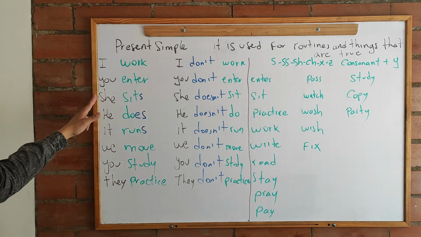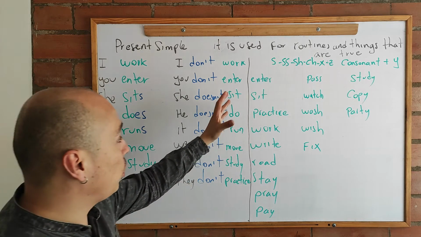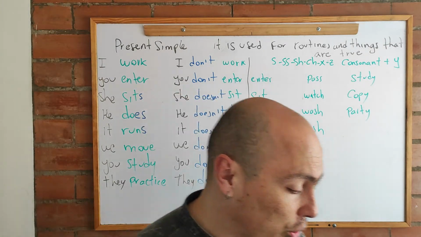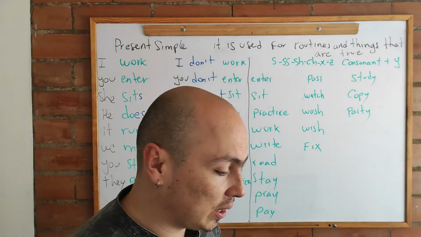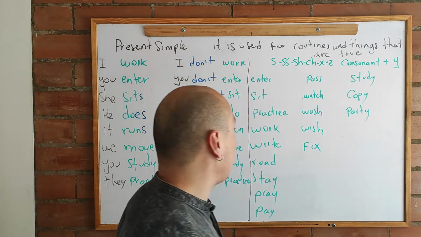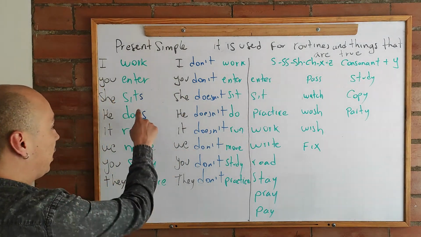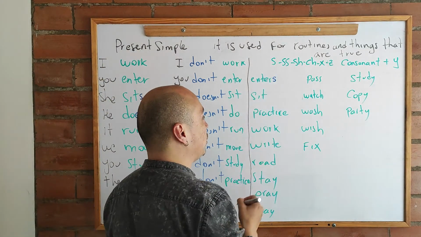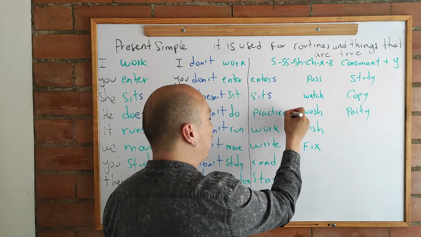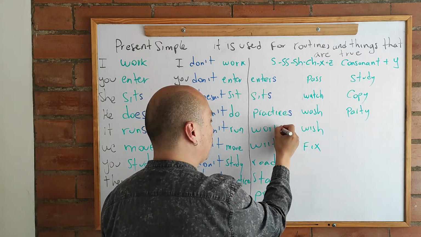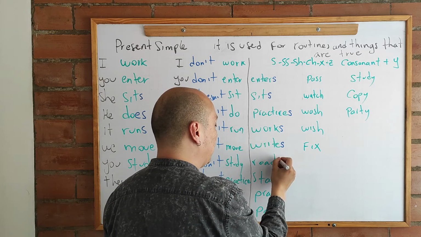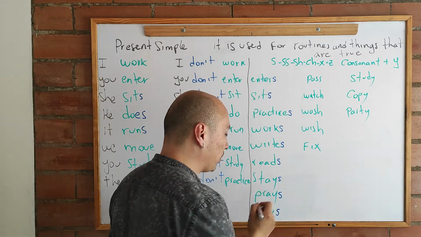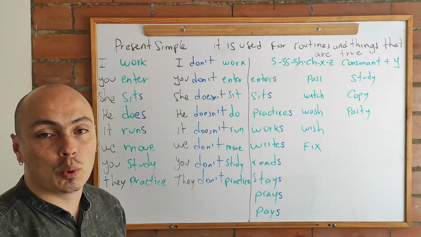But then, what happens with the third person? The third person is going to have a particularity here. What particularity is that? That when you are going to conjugate it in the third person, you are going to have several possibilities. Possibility number one, the big majority of verbs, when they are going to be on the third person, you simply put S. Enter, enters. Sit, sits. Practice, practices. Work, works. Write, writes. Read, reads. Stay, stays. Pray, prays. Pay, pays. So you simply put the S.